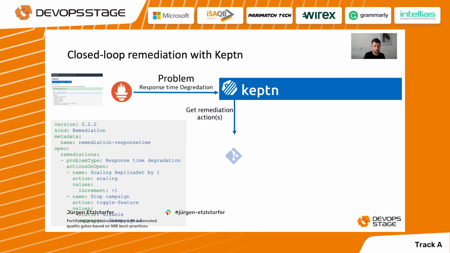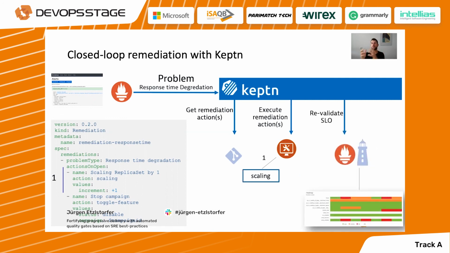So it's basically executing the remediation action, in this case, first the scaling, and afterwards, it's reaching out again to the Captain quality gate and starting the evaluation.